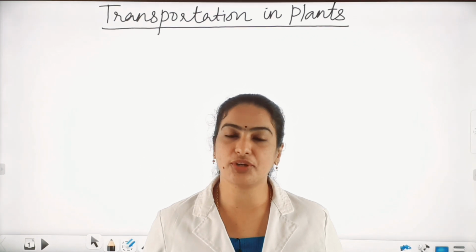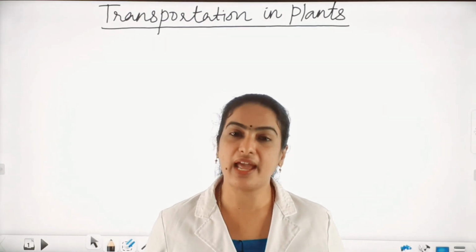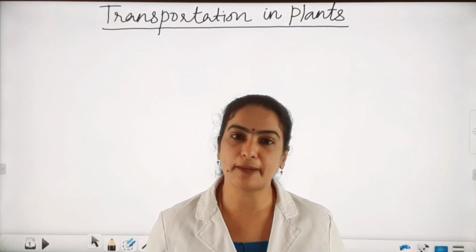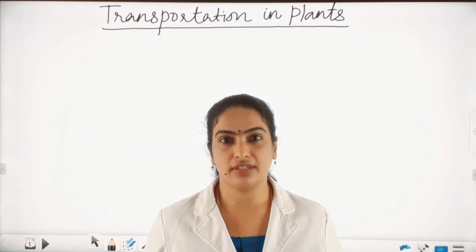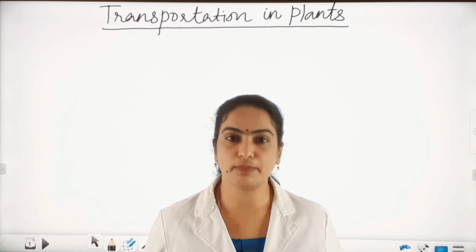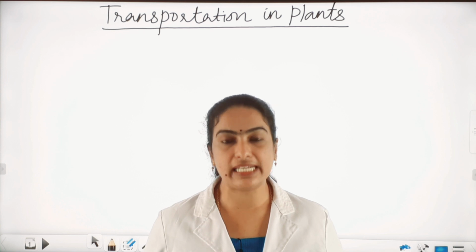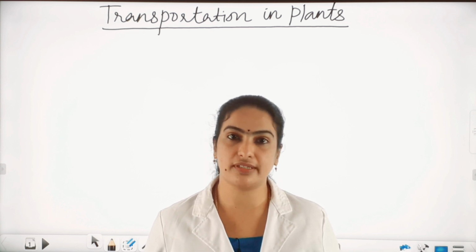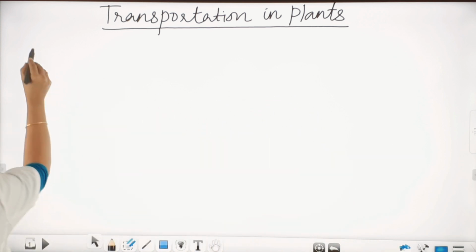Now I am going to teach you the transportation in plants. In the last class I taught you about the transportation in human beings. Likewise, in plants also there is a transportation system to transport substances such as water, minerals and food. In the plant body, water and minerals from the roots are transported to different parts of the plant body, and food from the leaves is transported to different parts, including the roots. So let's see which are the systems involved in transportation in plants.